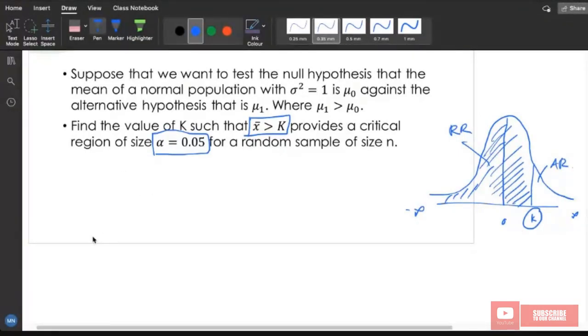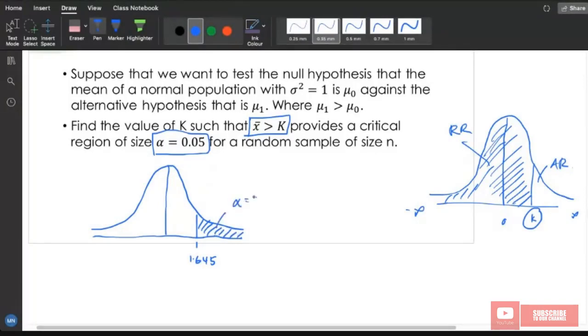So from the statistical table, if you look at the normal distribution table, alpha 0.05 should be equal to 1.645. So this is going to be your alpha, 0.05. If the value of k is more than 1.645, we are committing a type 1 error.